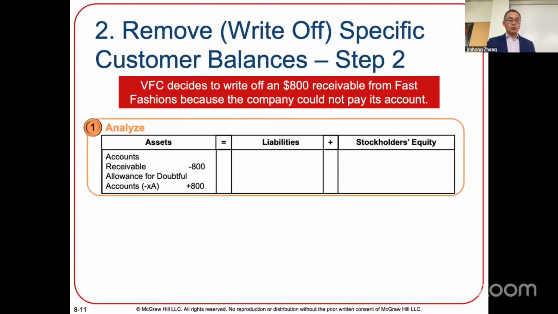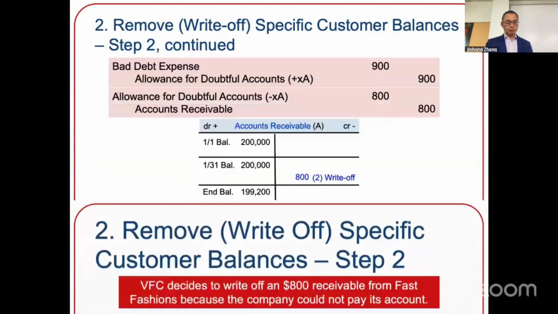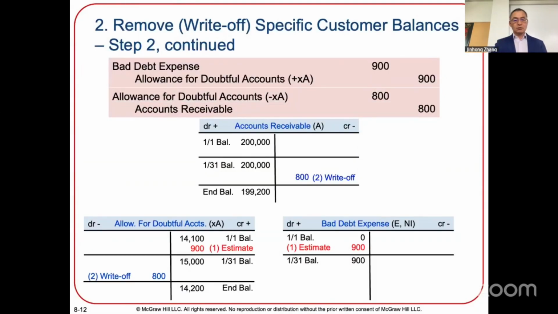So you actually write off accounts receivable. So here, now $800 is sure not collectible. So you write off the accounts receivable and write off the allowance for doubtful account, both of them. Okay. So write off specific customer balance.